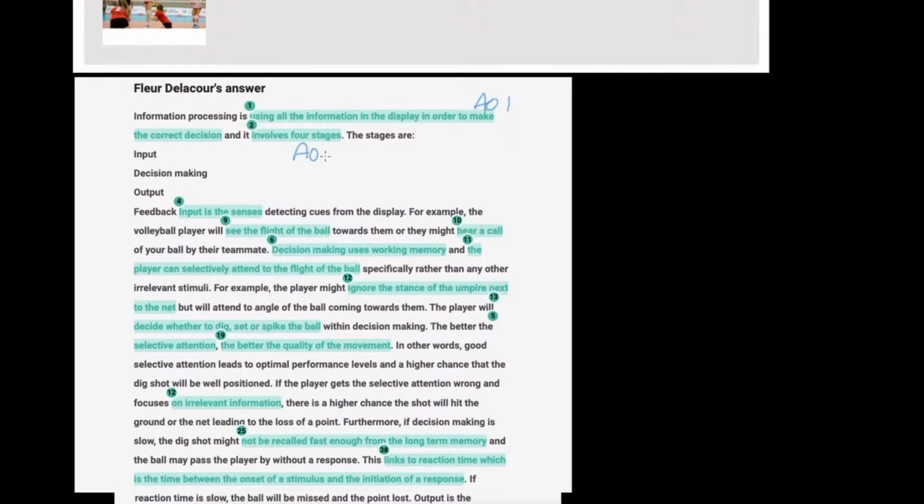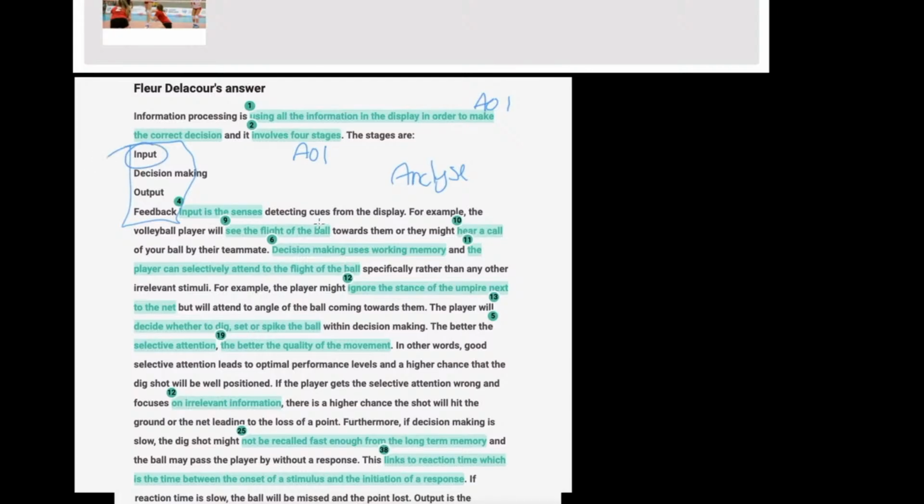It's also an AO1 point to say that it involves 4 stages, okay? So I'm just saying it involves 4 stages. And look, here are my 4 stages. I'm just getting my facts in. Now what I'm going to do is I'm going to start analysing. So here we go. I'm going to take my input first as my first part.